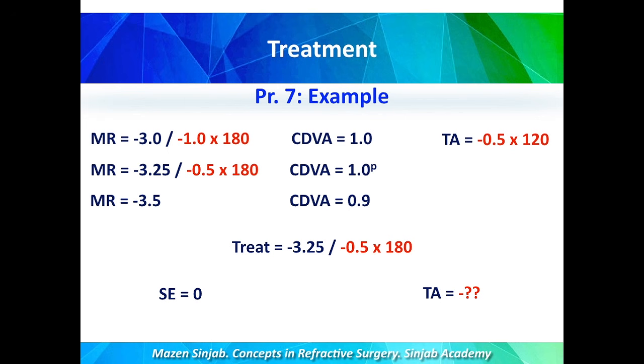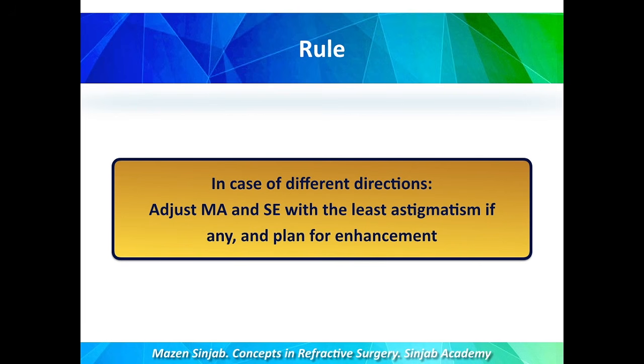postoperatively the spherical equivalent will be 0, but I cannot say now what will be the topographic astigmatism because it needs the vector analysis. However, always in probability number 7, we may need enhancement. So the golden rule says, in case of different directions, adjust manifest astigmatism and spherical equivalent with the least astigmatism, if any, and plan for enhancement.